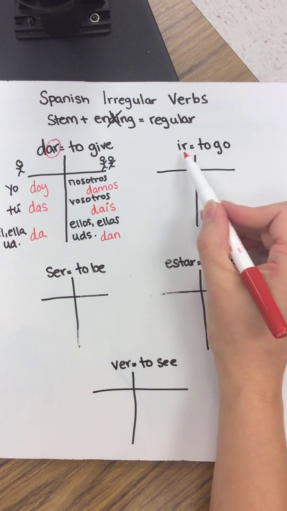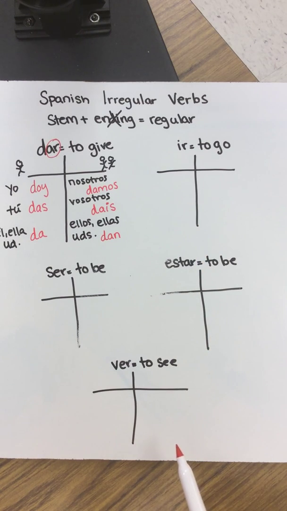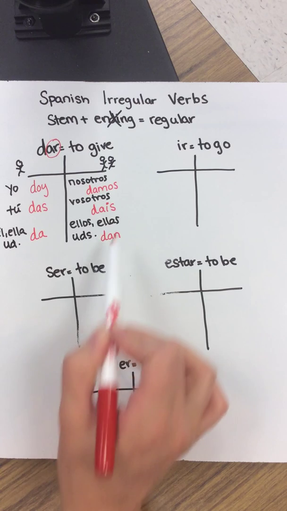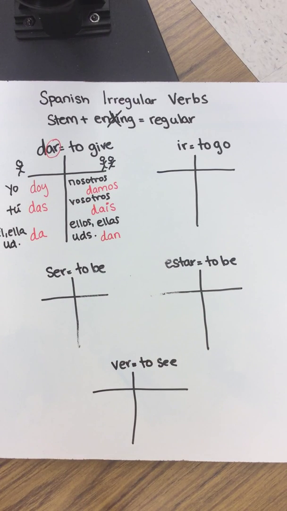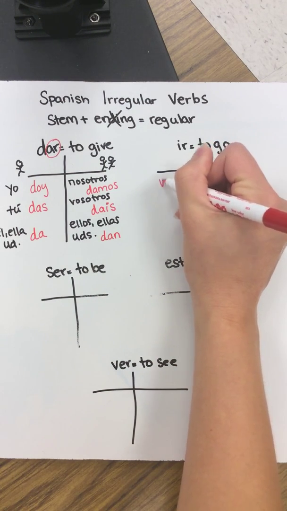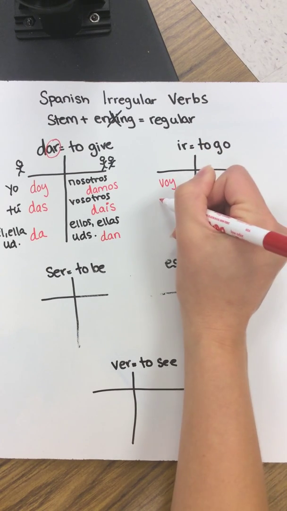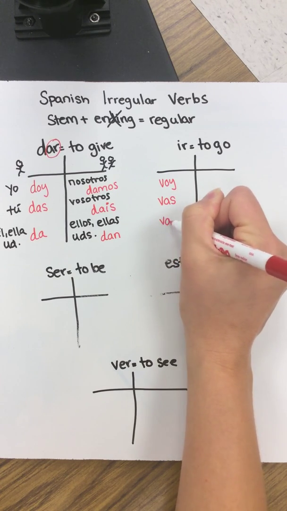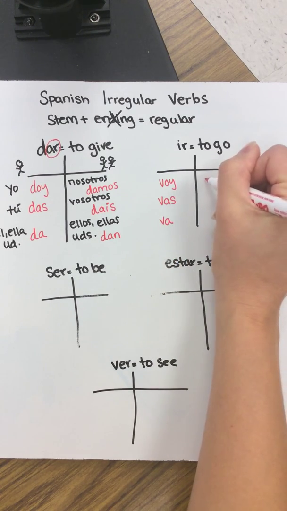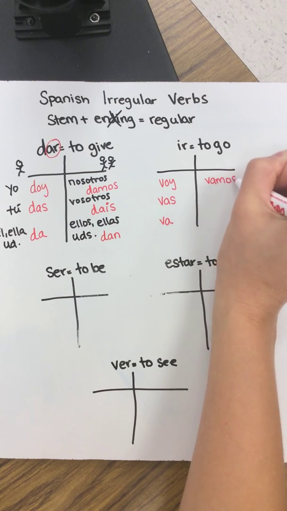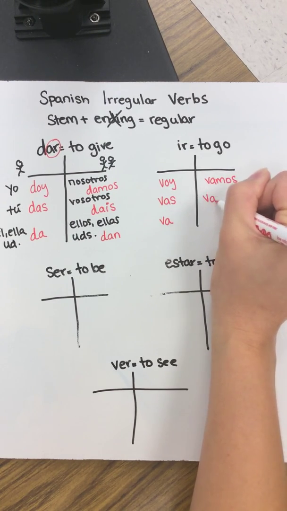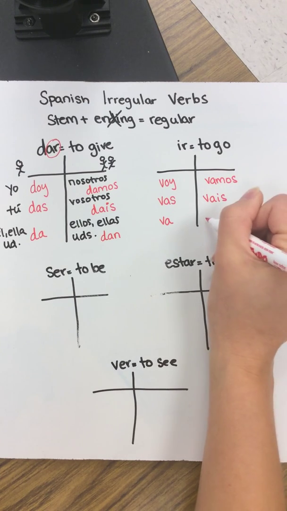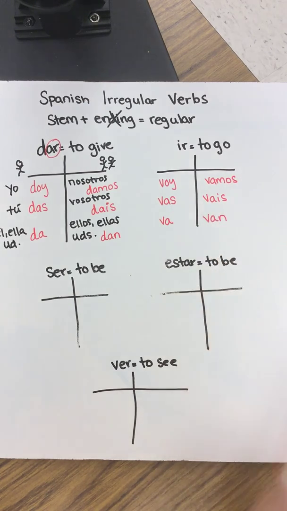Ir, while it does look like it should be an IR verb, is actually conjugated with AR endings. It'll look a lot like dar, just with V's instead of D's. So that's going to be yo, voy, tú, vas, él, ella, usted, va, nosotros, vamos, vosotros, vais, ellos, ellas, ustedes, van. I'm going to skip ser for now and we're going to go on to estar.